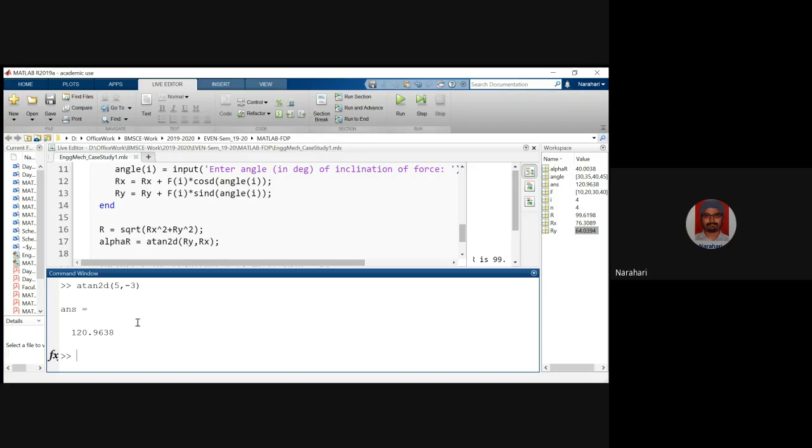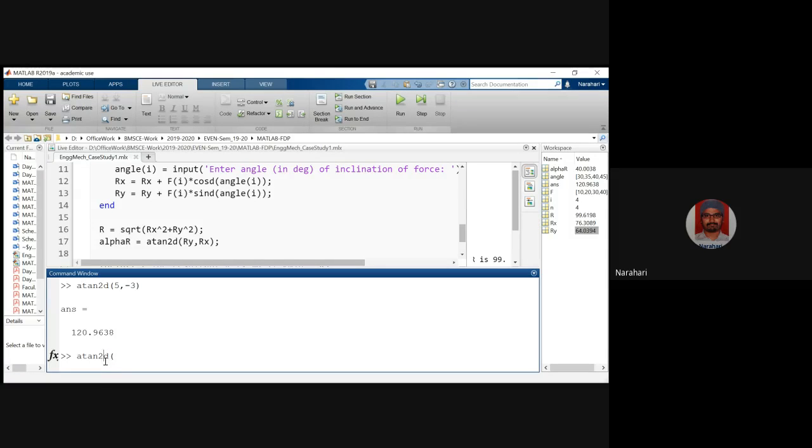Okay, see, it gives you an angle of 120 point something. Basically, minus 3 means x is negative. See, this is y comma x in atan2d. You can see it says y comma x, tan inverse of y by x. So now if y is positive and x is negative, which quadrant is it in? Second quadrant. So you should get an angle greater than 90 and less than 180.